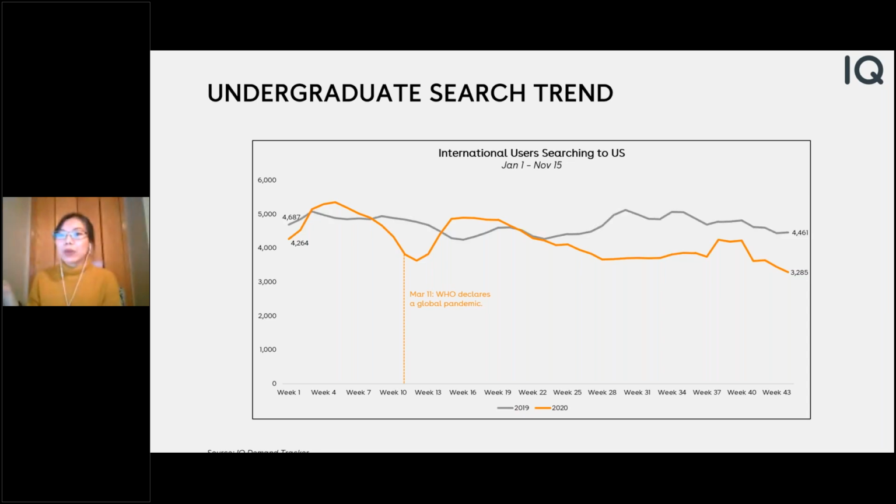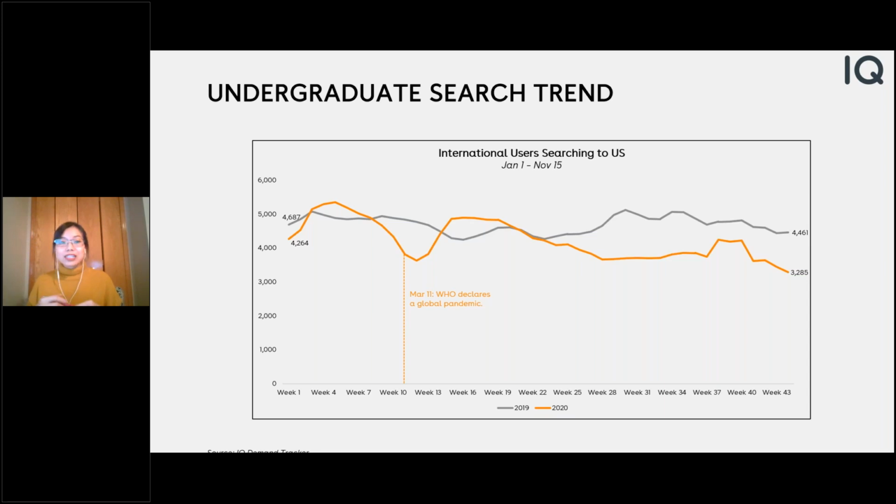Let's compare that with what happened last year. Like I said, we started off strong and we even surpassed the 2019 level at the beginning before COVID, and then everything went back down. There's a gap there, if you can see between week 15 and week 19, a big gap where we did so much better than the previous year. This is for the undergraduate level, so just keep that in mind.